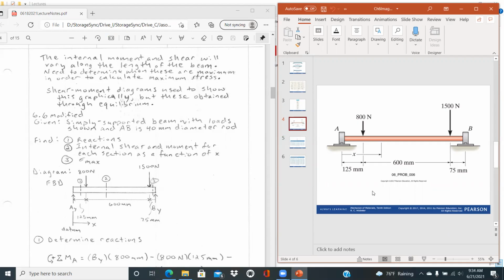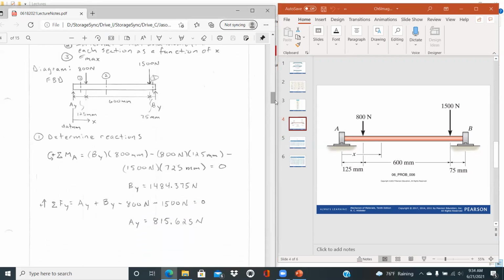And so what we're asked to find then are: one, the reactions; two, what is the internal shear and moment for each section as a function of x; and then three, what is the maximum bending stress? We haven't really looked at the transverse shear stress effects yet, so for this problem, we'll just look at the maximum bending stress. And we really get to utilize all the things that we've learned already from equilibrium, compatibility, constitutive relations, and just starting out with a free body diagram.